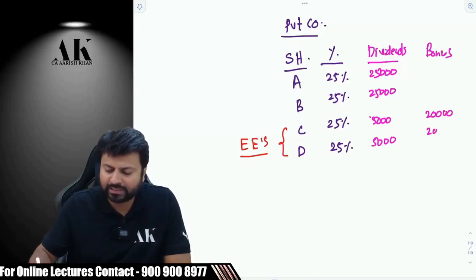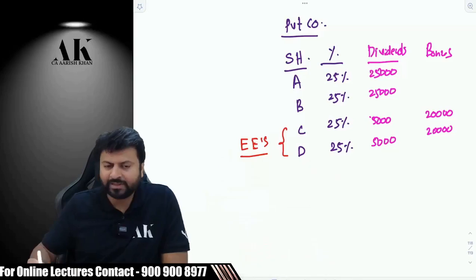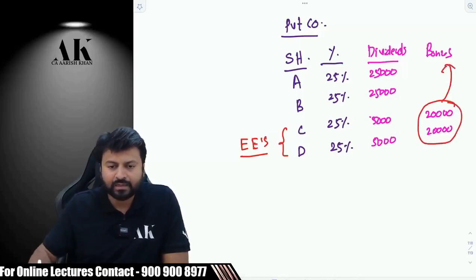Are you able to understand what I am trying to do? What will happen because of this? Because of this 40,000, I am treating that as what? Bonus, which is nothing but an expense which will go to the P&L account, right? But eventually, if you see the substance over form, is this a bonus or is it a withdrawal of profit only? It's a dividend portion only.